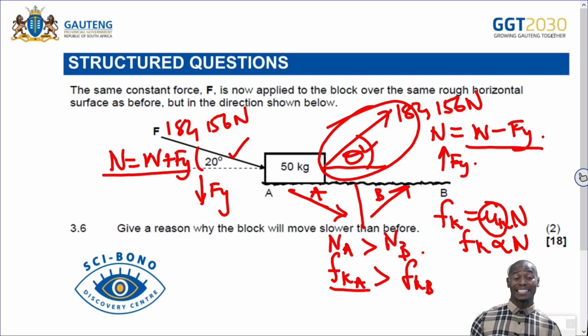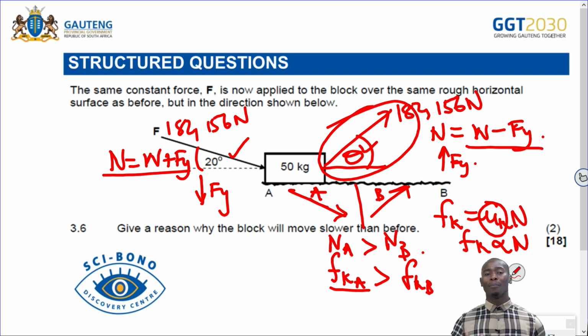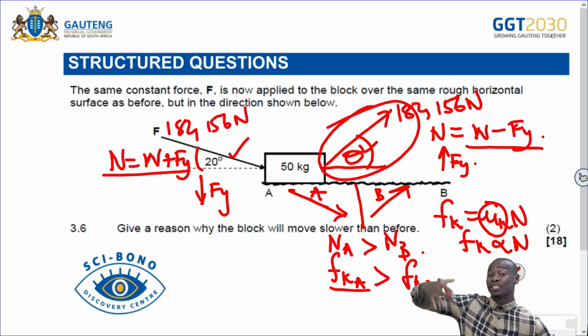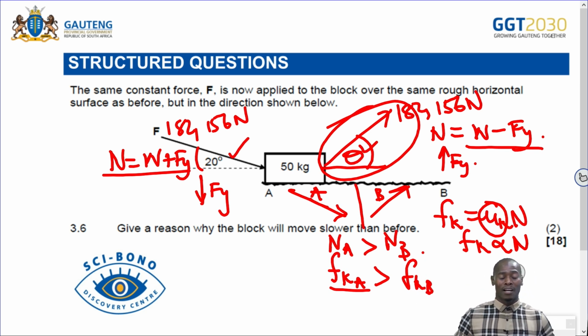Let me repeat. It starts with the normal force. Why? Because we already know, according to the equation Fk equals mu K N, that Fk and N are directly proportional at constant mu K, or coefficient of kinetic friction. So now I need to check in which scenario an object would experience more frictional force. It's the scenario where an object is pushed, because in that scenario, the normal force will be weight plus Fy. But where it is pulled, it is weight minus Fy. So in a scenario where it is pushed, the normal force will be greater.